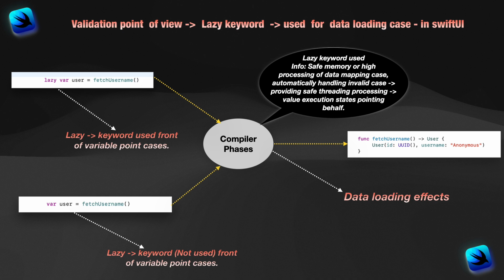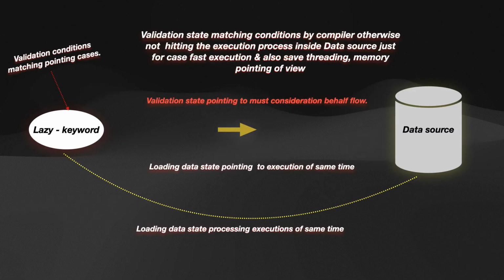So figure 1.0 denotes all the information and effect on data loading. Here, pointing to the lazy keyword pointing to data loading, the outcome phases of execution of processing inside the data flow. So figure 1.1, the lazy keyword pointing to the main data source, just managing the loading effect automatically.